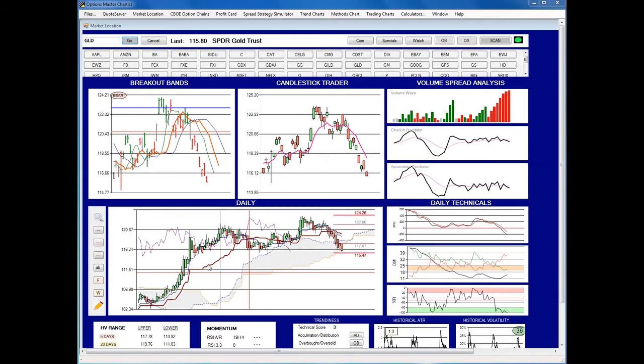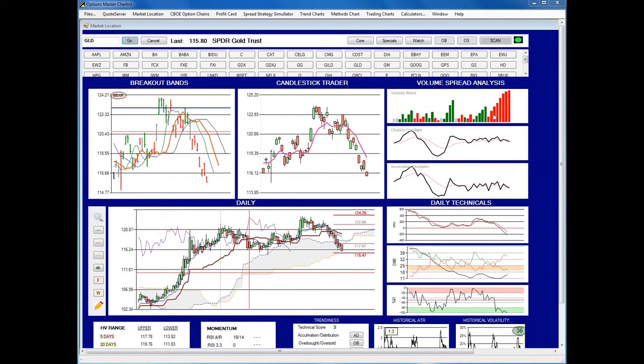When the center line is going hard up or hard down at a 45-degree angle, price can stay far away from it for quite a period of time. But right now it's generally horizontal, so we would anticipate a reversion to the mean and a pullback of the GLD, the gold ETF, back to about the 120 area.